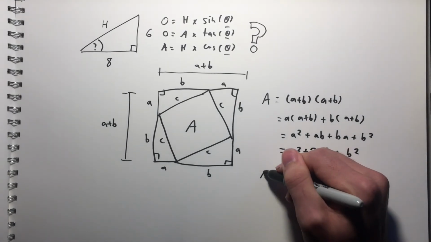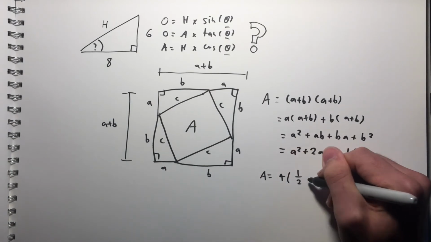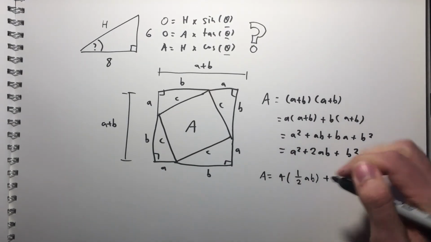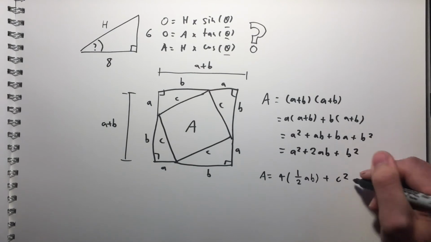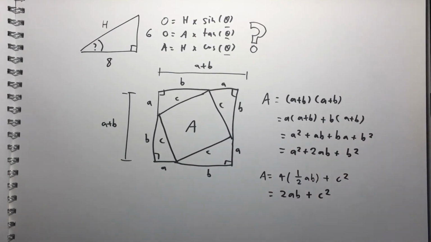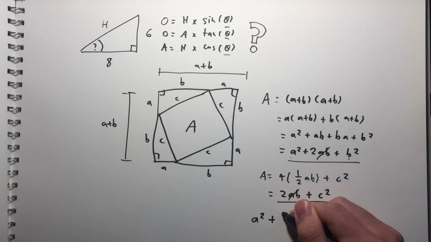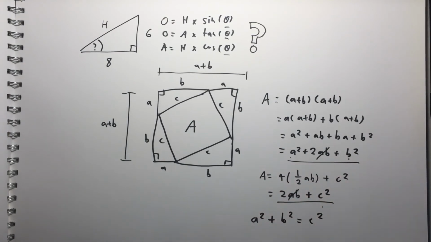Now the other way of writing this area is to say, well, we've got four triangles, so that'll be 4 times a half ab, plus the inner square, which is just going to be c squared. So that's 2 times ab plus c squared. Now these two areas are just the same number, so we can remove the 2ab term from both of them, and we end up finding out that a squared plus b squared equals c squared. And I would call this Jesse's theorem, but I'm pretty sure a guy named Pythagoras beat me to it.